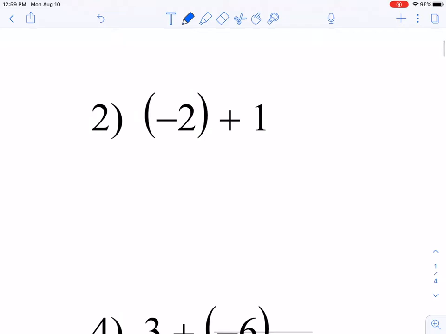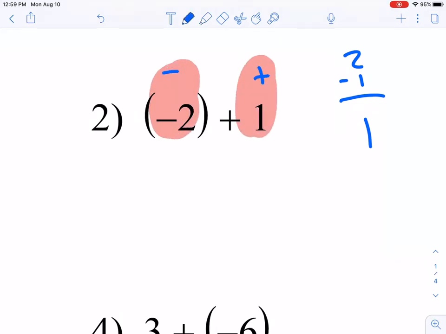Same thing here. So I have a negative 2 and a positive 1. My signs are different, which means I'll subtract. 2 minus 1 is 1. So we do 2 minus 1, and then I'm going to look, which number is bigger, my 2 or my 1? Well, 2 is bigger, so I'm going to keep the sign of the 2, which is negative.